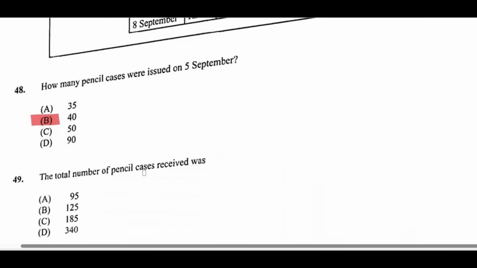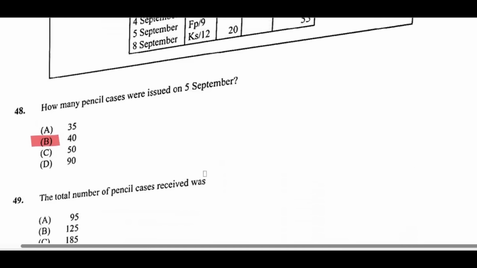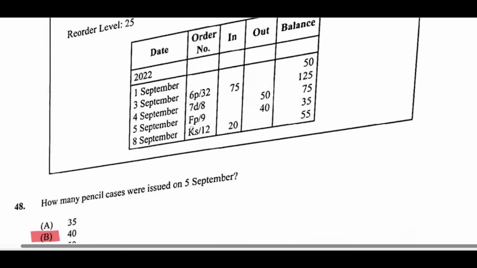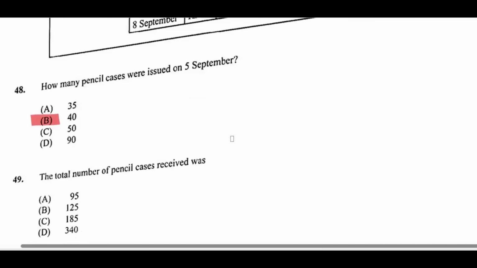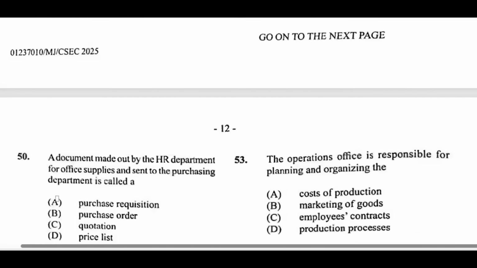The total number of pencil cases received was, this is a repeated question, 75 came in, and on the 8th of September, 20 came in. 75 plus 20, that's 95. So the answer is E, 95. Yeah? Repeated questions, both of them. And we are on to number 50.